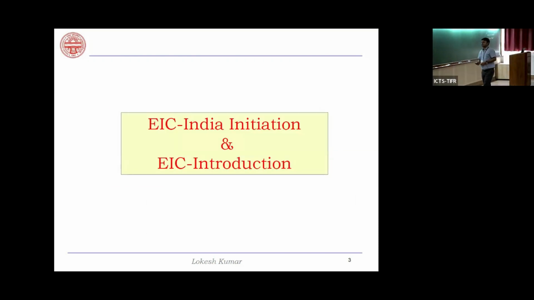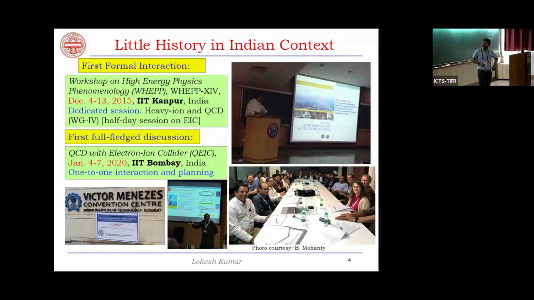So moving to the first part, this is a little history in the Indian context. Our first formal interaction with EIC was in December 2015 at this workshop in IIT Kanpur, and we had a dedicated session of heavy ion and QCD. In that session, we had a half-day discussion on EIC. So that was the first introduction of the heavy ion community to the EIC.